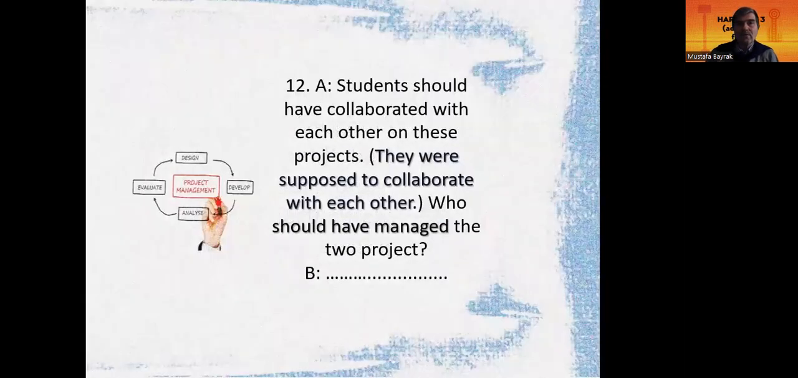Okay, now 12. Students should have collaborated with each other on these projects. They were supposed to collaborate with each other. Who should have managed the two projects? Cemil Bey should have managed the two projects. Okay.